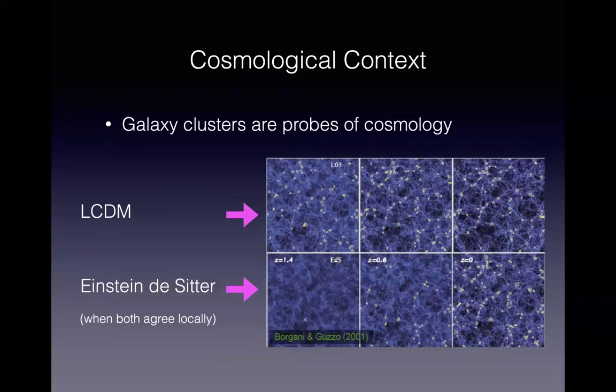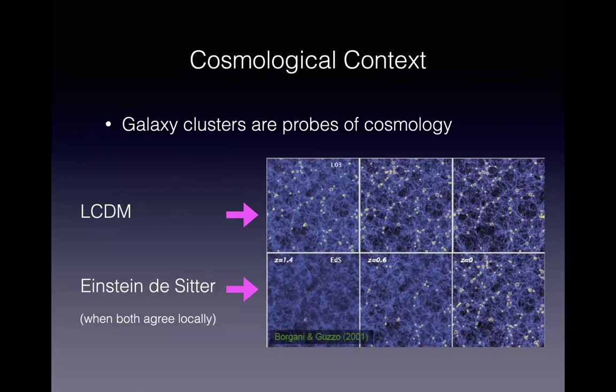Why is that interesting? It means you can use them to probe cosmology. And so we've got two cosmologies here: lambda CDM, which is the universe we think we live in, where lambda, dark energy, dominates, and an Einstein de Sitter universe where mass dominates. At first this might look a bit strange. These yellow dots are representing where the galaxy clusters are. On the far right there is redshift 0. So an Einstein de Sitter universe is mass dominated, and so you'd expect to see potentially more clusters.